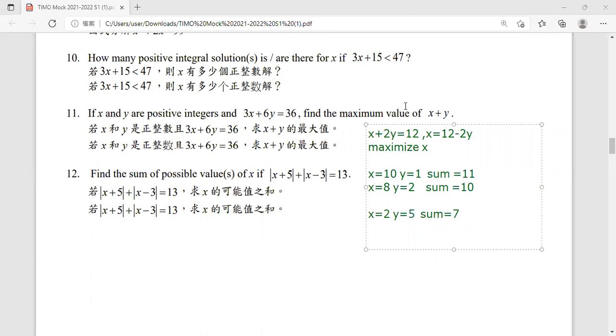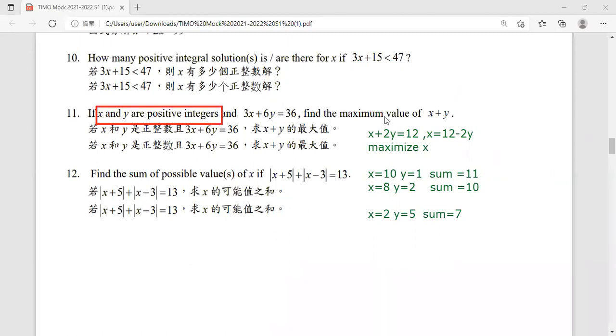Because they are all positive integers, you can't have a zero for y. So the maximum sum is 11. Okay. Any questions?